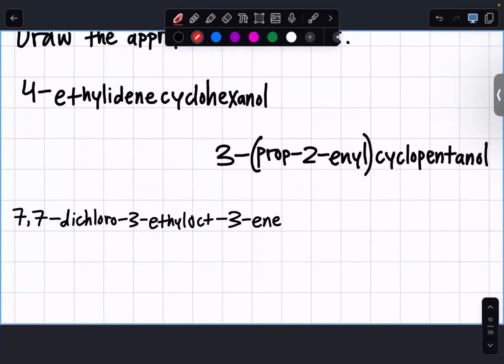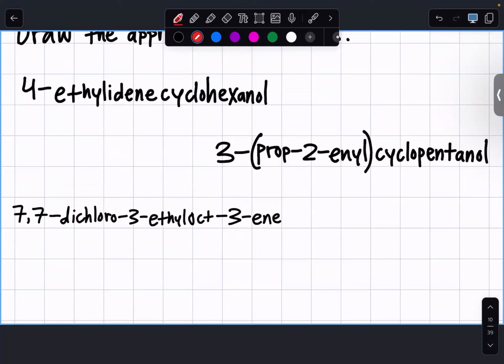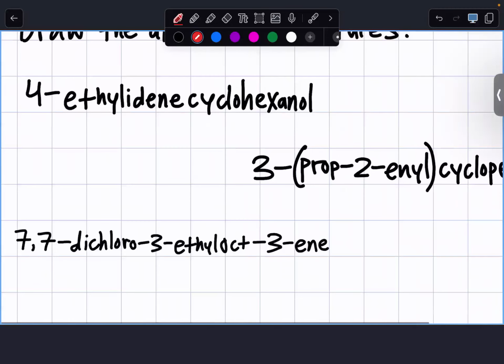Has anyone done these 3? Yeah. Uh-huh. There you go. This one? Yeah. So trouble kind of like to quickly determine between E and Z.